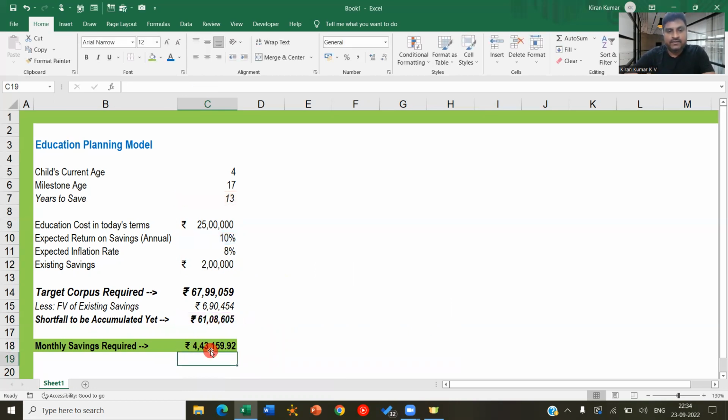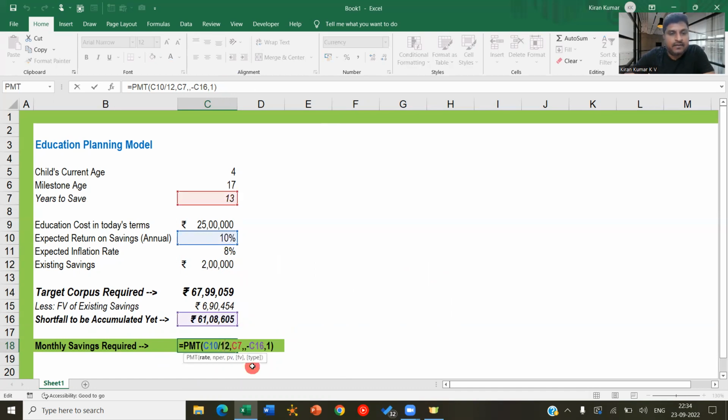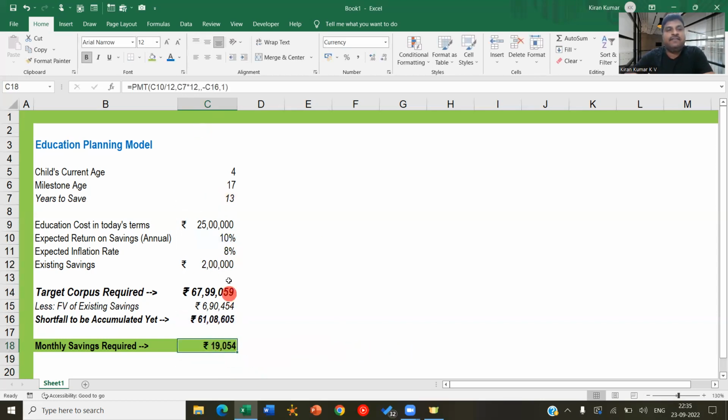So that's it. You enter, you have 4 lakh 43,160. 1 second, I just want to check something here. PMT rate. The number of periods would be 13 into 12. I'm sorry, I did an error there. The number of periods is 13 years, but 12 months. 13 years into 12 months. So I have to multiply with 13 into 12. I do that and I enter. So I'll have to save around 19,054 every month, which can earn me 10% per annum, such that I will accumulate around 61 lakhs. The 2 lakh that I have will give me 6 lakh 90. So in total, I'll have around 67 lakh 99,000.